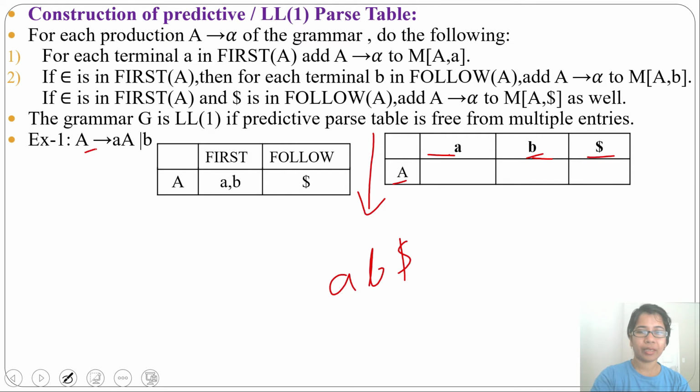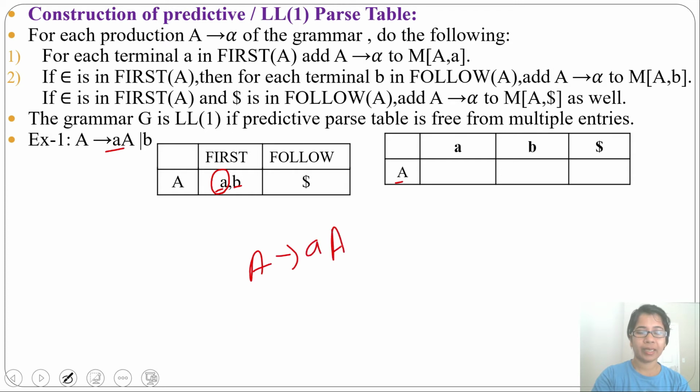Here the variable is just A, we'll write A. Now we need to write A's productions below first. So what is first of A? First of A is a and b. Now you need to check due to which production you got first as a. Due to this production A derives aA, we got first of A as a. And due to which production you got first as b? A derives b. Due to this production we got first as b. So below a we will write A derives aA, and below b we will write A derives b. And there is a single entry for every cell, so this is an LL1 grammar.